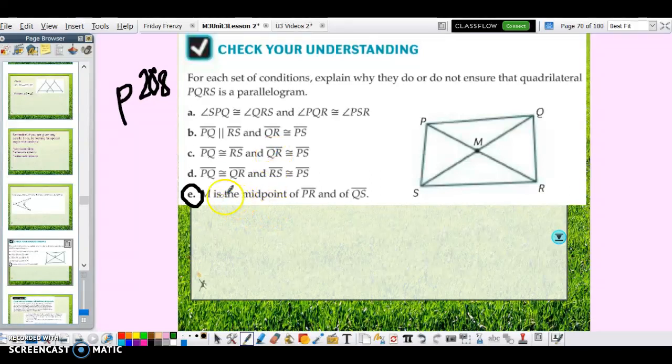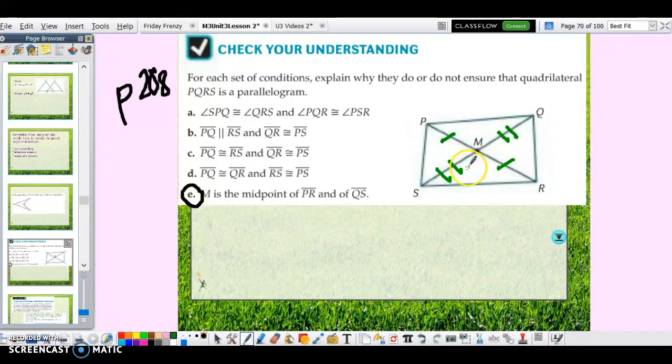Bonus coverage for homework. On E, M is the midpoint of PR and QS. So if M is in the middle of PR, remember midpoint cuts it into two equal parts. If you were doing a proof, which you don't have to on these, we would put by definition of midpoint, PM equals RM. Then we also know, since it's the midpoint of QS, that MS is congruent to MQ by definition of midpoint.